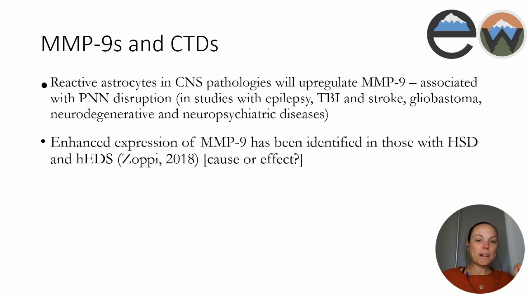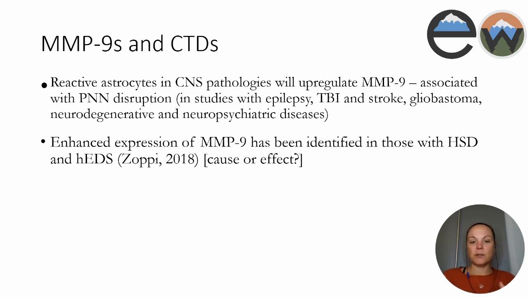Okay, so these reactive astrocytes, again, when we have a dysfunction in the nervous system, are going to upregulate this MMP9, right? We'll see more MMP9 when there's a central nervous system pathology. It's associated with the perineural network disruption. They see it in studies when they look at seizures, traumatic brain injury, stroke, glioblastoma, so a type of tumor, neurodegenerative and neuropsychiatric diseases. We see reactive astrocytes that are causing perineural network issues.